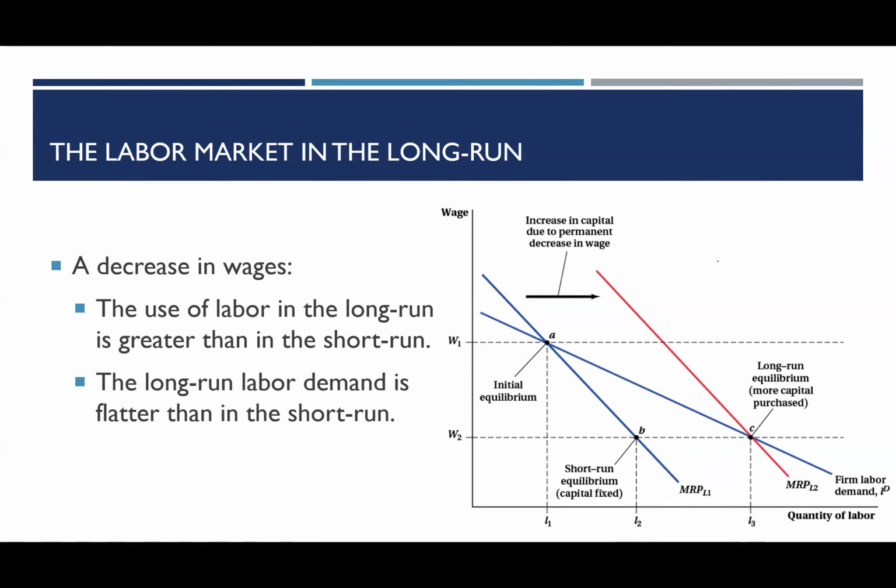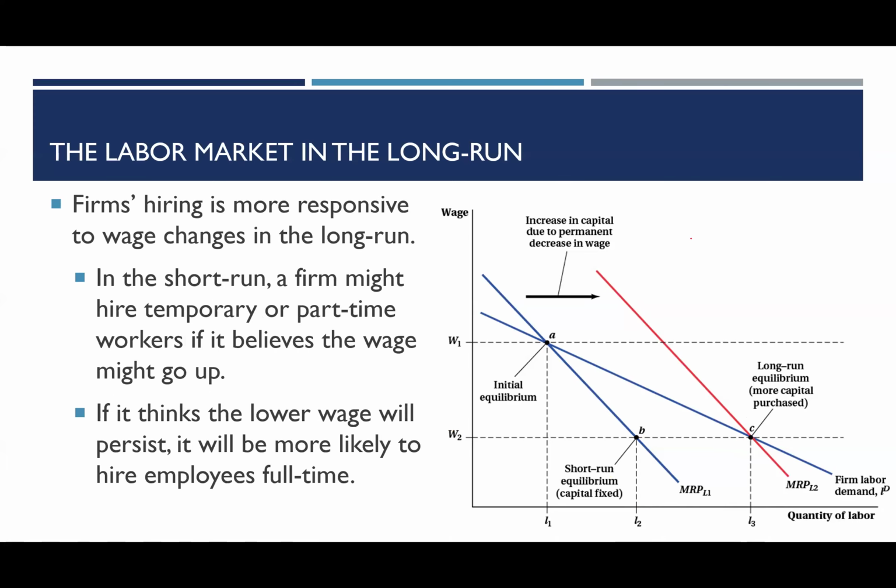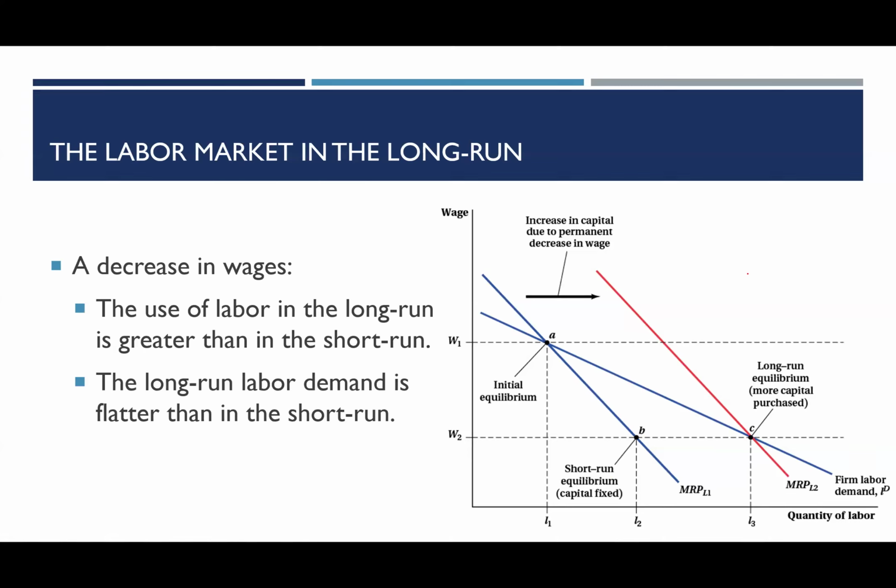Oh, we're still summarizing here on these slides. I apologize, I was going to move on. But this just summarizes, right? If we have a decrease in wages, the firm's use of labor will be greater in the long run than the short run, which is again reflecting that flatter firm demand for labor in the long run than in the short run.